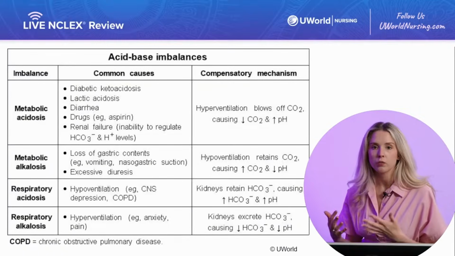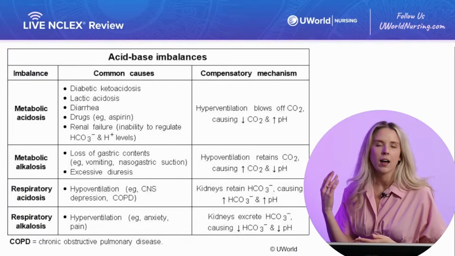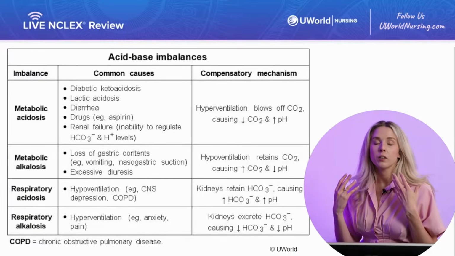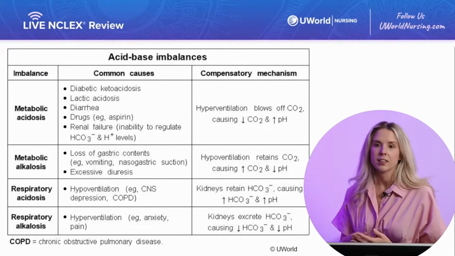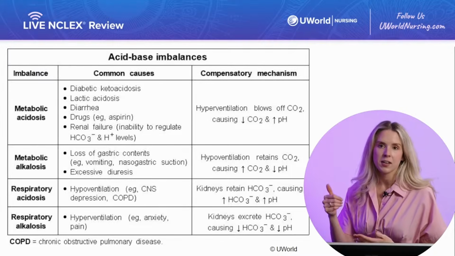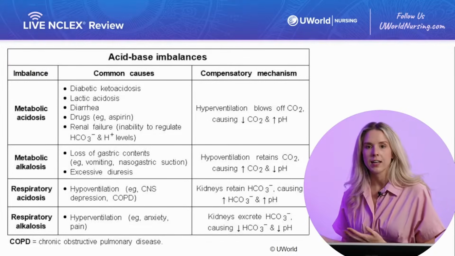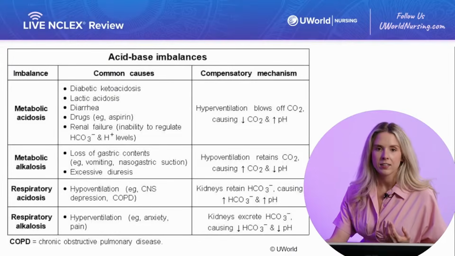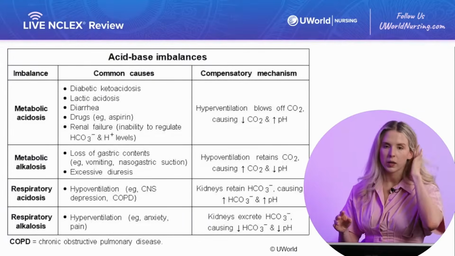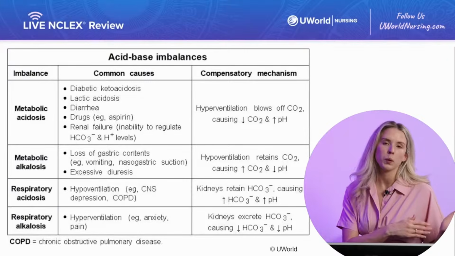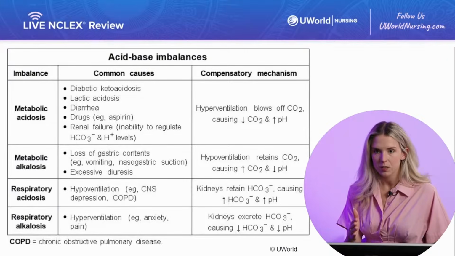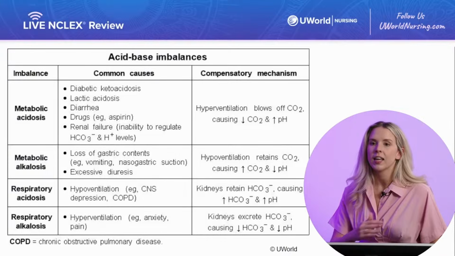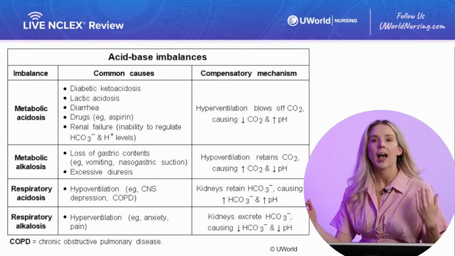They're breathing too fast. They're blowing off all that acidic CO2. Therefore, they're getting rid of too much acid, which is going to increase our pH level to a more alkalotic state due to that lack of acid. So quick refresher here for respiratory. If we're hypoventilating, we're going to be put into respiratory acidosis. If we're hyperventilating, we're more likely to be in respiratory alkalosis.